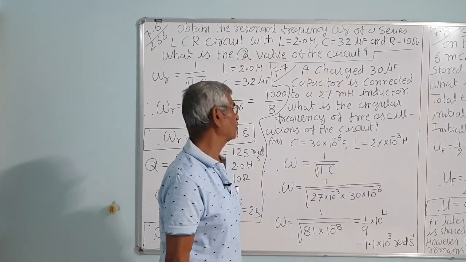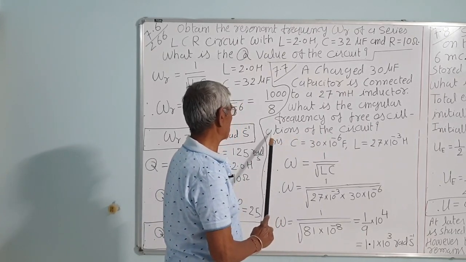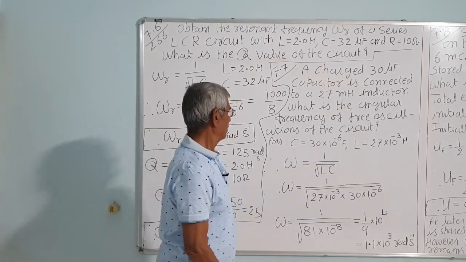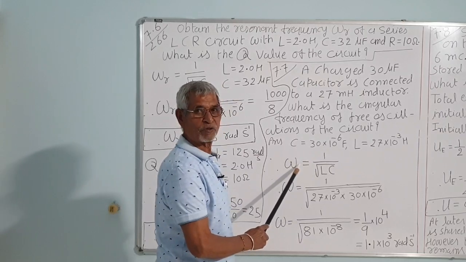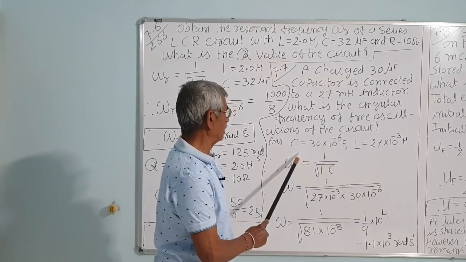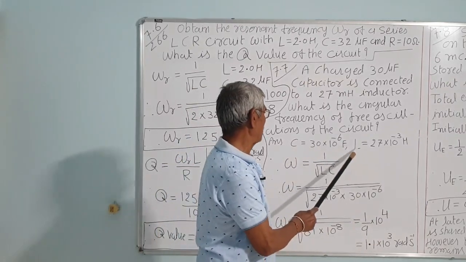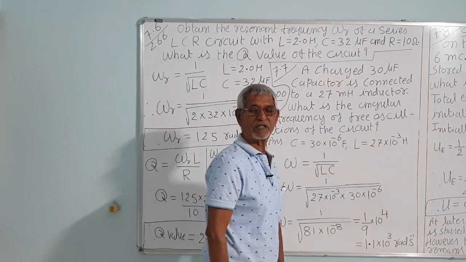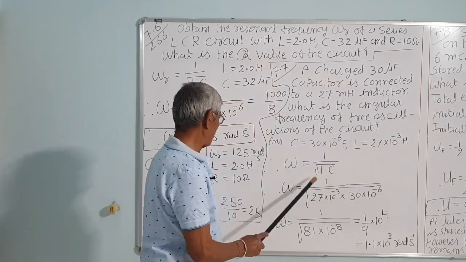Free oscillation, that is resonant oscillation at the resonant frequency of the circuit. Omega R, the resonant frequency, is 1 upon under root LC. C is 30 microfarad, that is 30 into 10 raised to minus 6 farad, and the inductor is 27 millihenry, that is 27 into 10 raised to minus 3 henry. Introduce the values in the equation.